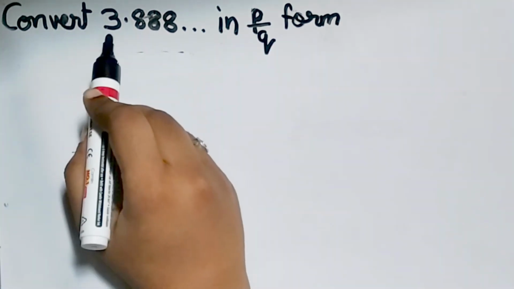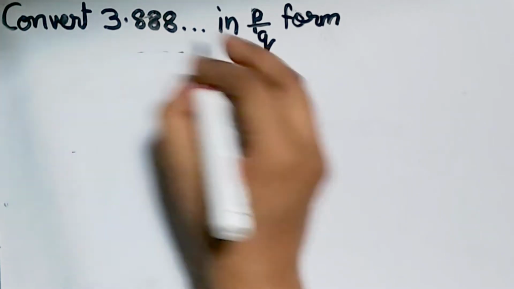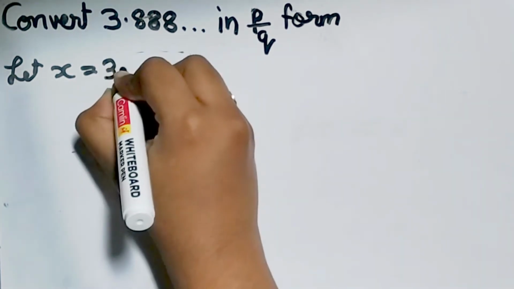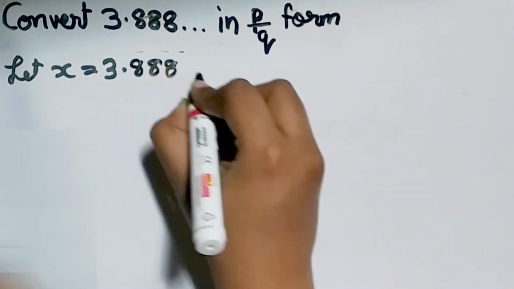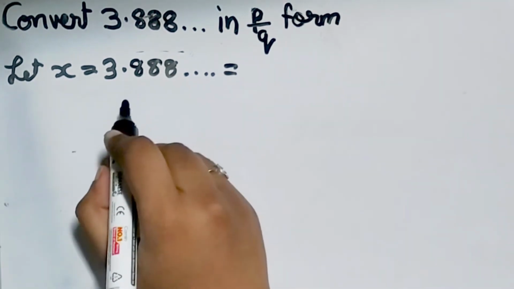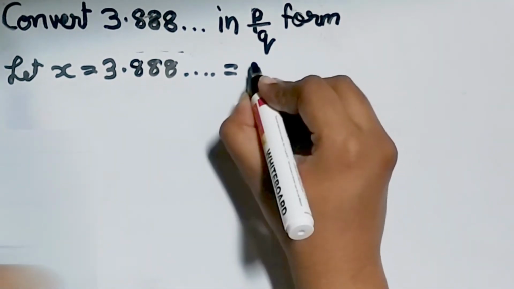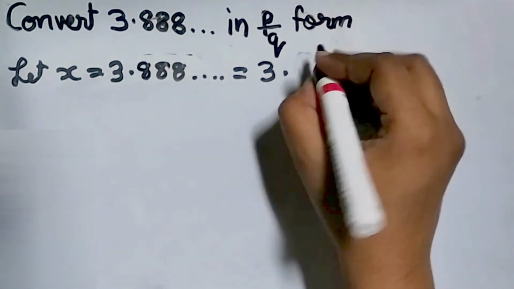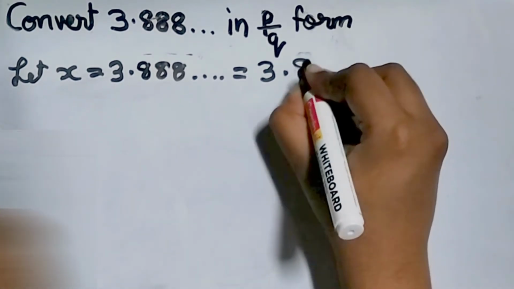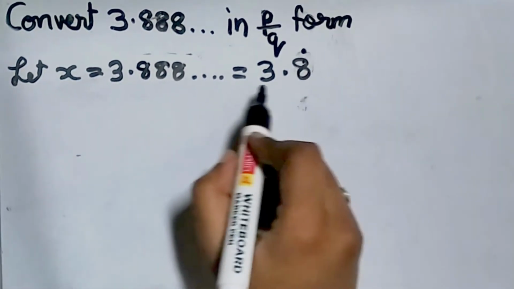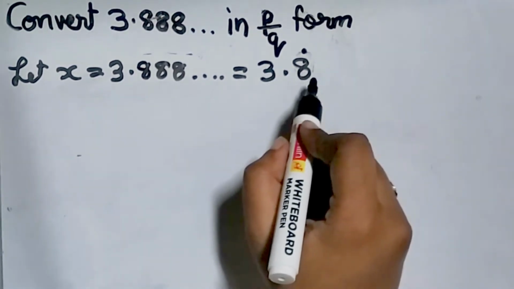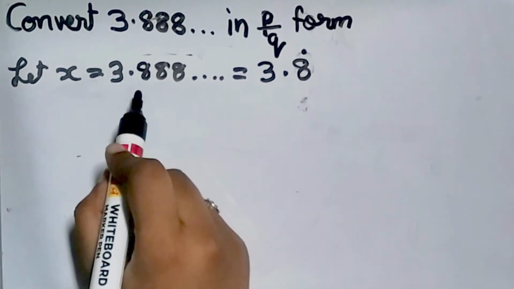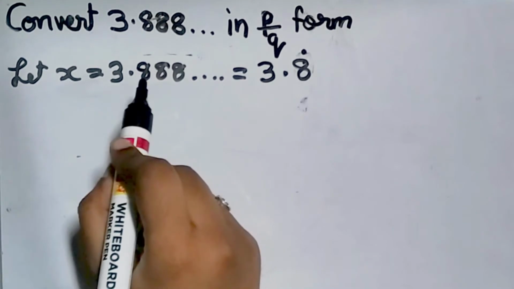So first we will take this number as x. Let x equal to 3.888 and so on. So this recurring decimal, how will you write it? We will write it like this: 3 point, this 8 is repeating again and again. So this 8 we will write only one time and we will put a small dot on top of 8. This means the number 8 is recurring. It is repeating again and again and it is never stopping. This decimal will never end. That is a non-terminating recurring decimal.